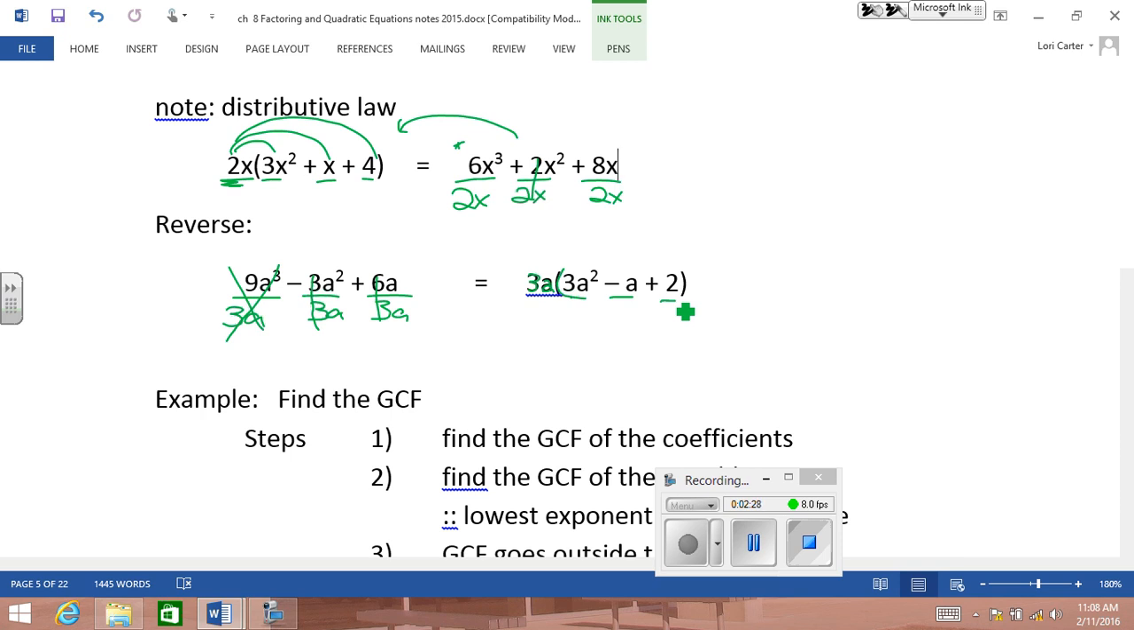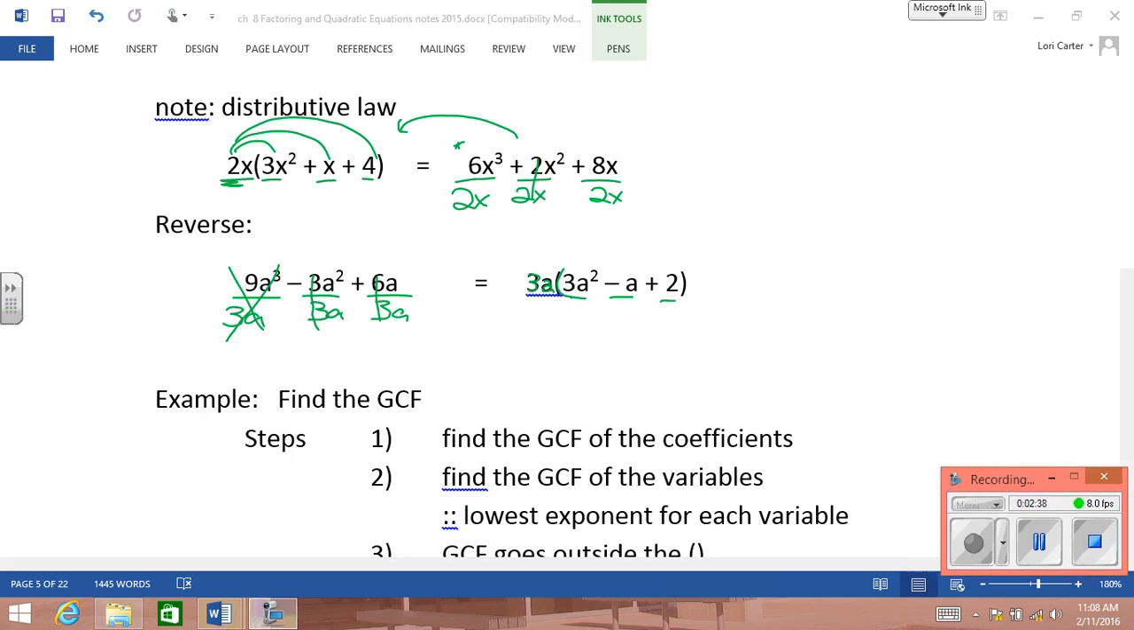Because distribution is multiplication, factoring is division. Okay, what's your question? How come the 2 doesn't have an a? What's a divided by a? Cancel, so they're gone.